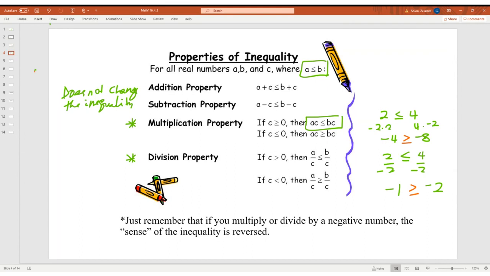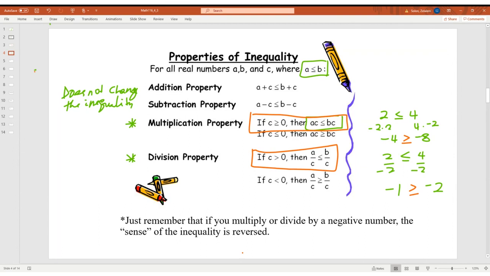Otherwise, everything you do for equations, you do for inequalities. It's the same. When you solve an equation, adding a number on both sides of the equation doesn't change the equation. The same applies here. Subtracting doesn't change. Multiplying by a positive number doesn't change. Dividing by a positive number doesn't change. So if you see these, they don't change the inequality. But multiplying by a negative and dividing by a negative changes the inequality. So the sense of the inequality will be reversed. Greater than becomes less than becomes greater than. We saw that with this example. Do you guys have any questions on these properties of inequality?